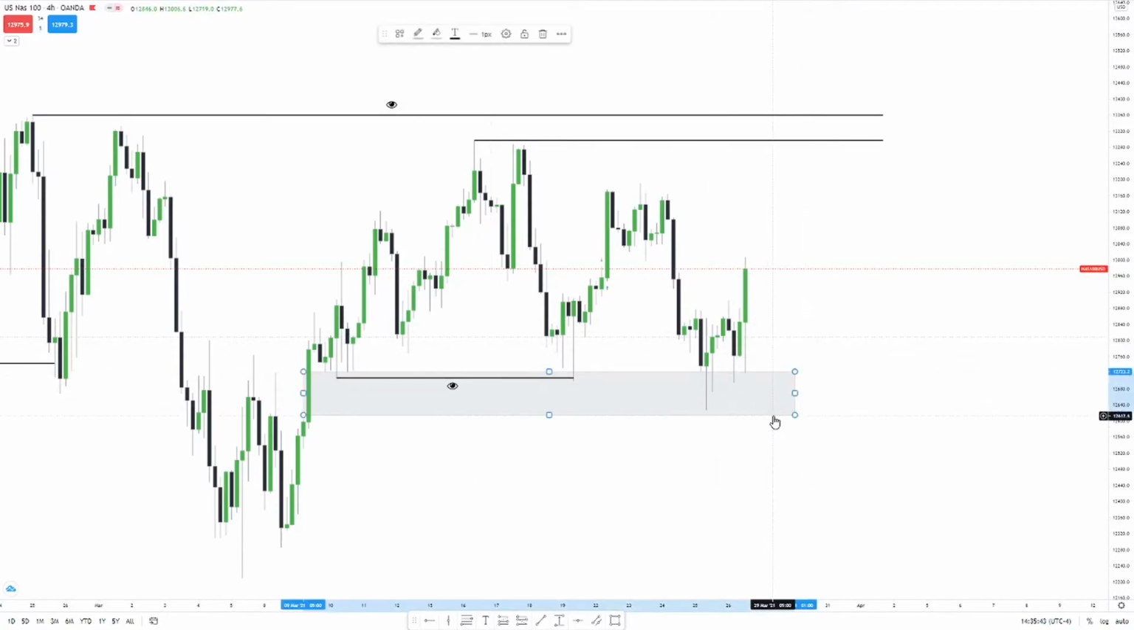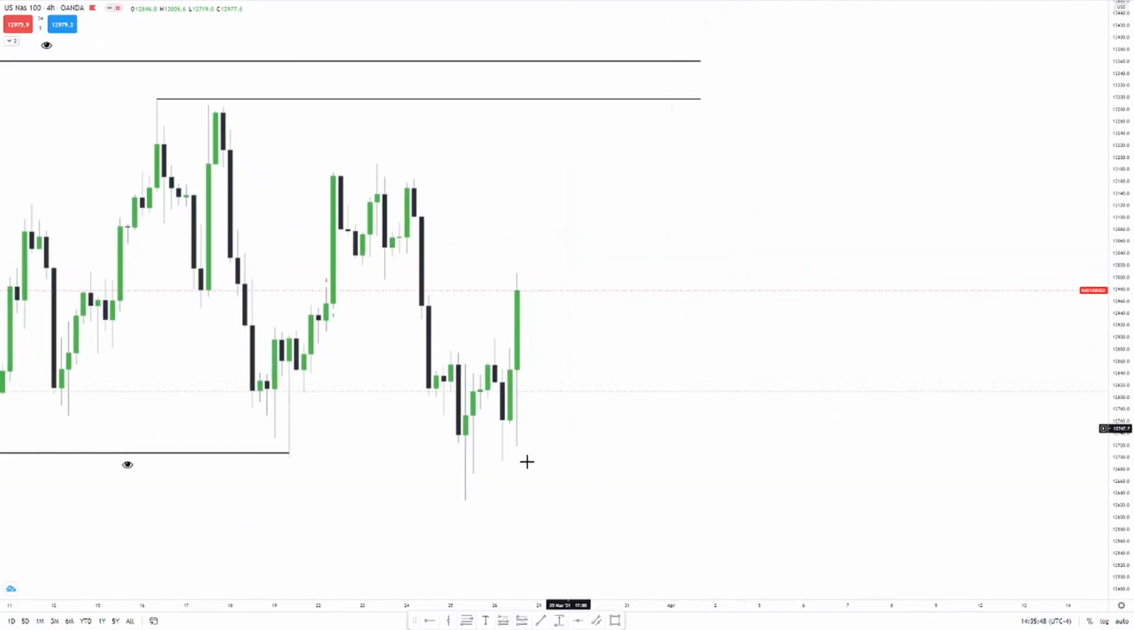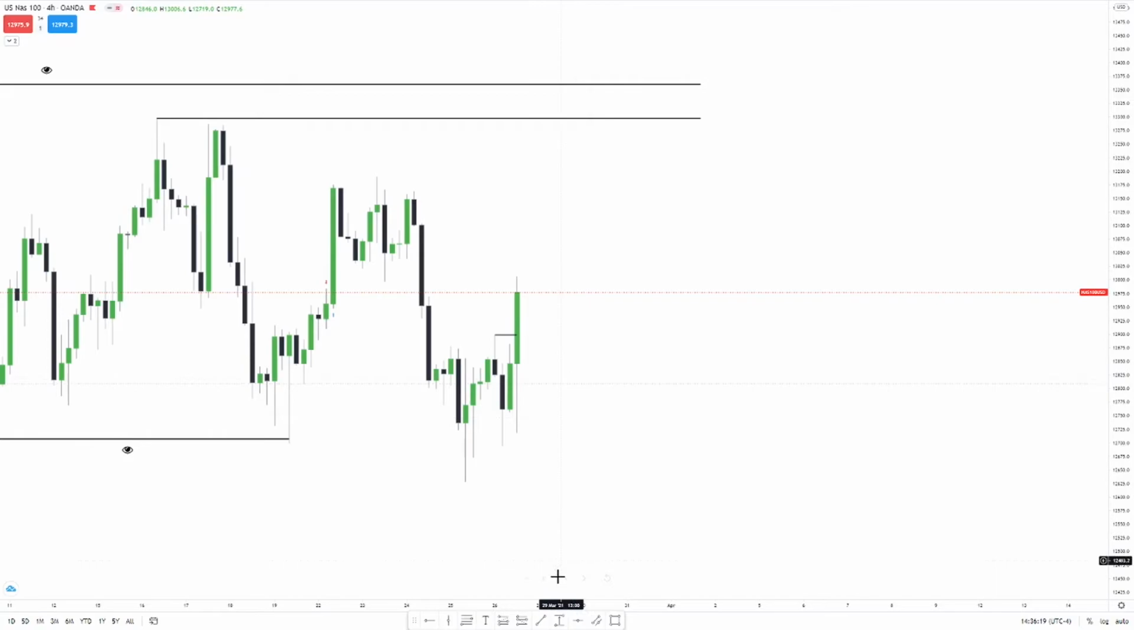All right, so what we have here in the 4 hour, you can see price made a low right here, all right, which took that liquidity, made a high and the new low, all right, and then price broke this high, sorry, right here, right? So now we have a new higher high. So what I'll be waiting for is for price to make a low, all right, and then head towards the upside.